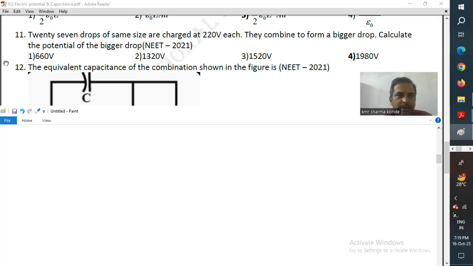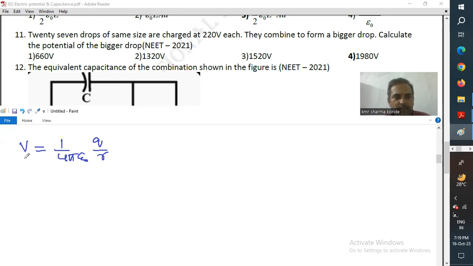Question number 11 is, there are 27 drops of the same size charged to 220 volts each. They combine to form a bigger drop. So we need to calculate the potential due to the bigger drop. So remember, potential due to a charge is 1 by 4 pi epsilon naught Q by R.